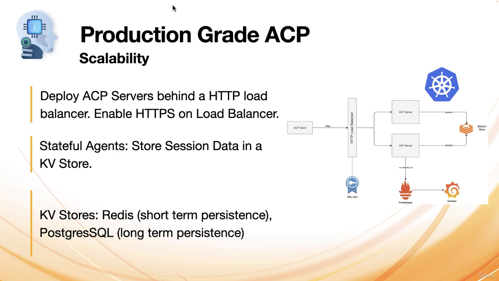And then ACP server will store the session information, which includes your conversation history, in that session store, not in its local memory. And therefore, all ACP servers will have access to conversation history, and their responses will be relevant to each other. As I said, you can use either Redis or PostgreSQL. Redis is good for short-term persistence but fast access. Basically, Redis is a distributed caching system. Or if you want to persist the conversation history for a long time for whatever reason, you can use PostgreSQL.